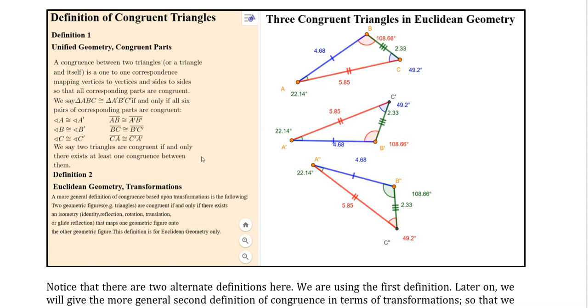For now, we're going to take the definition that two triangles are congruent if and only if all their corresponding parts are congruent. Specifically, we say triangle ABC is congruent to triangle A prime, B prime, C prime if and only if angle A is congruent to angle A prime, angle B is congruent to B prime, angle C is congruent to angle C prime, and the sides line segment AB is congruent to line segment A prime B prime, line segment BC is congruent to line segment B prime C prime, and line segment CA is congruent to line segment C prime A prime. And so here you see some examples of some congruent triangles there in Euclidean geometry.